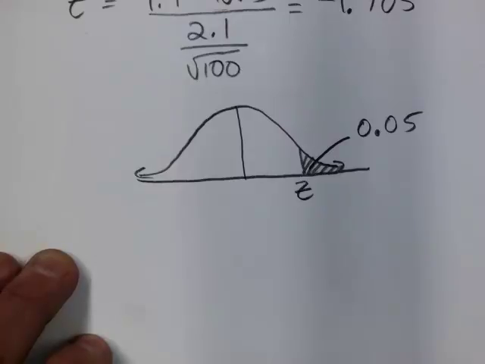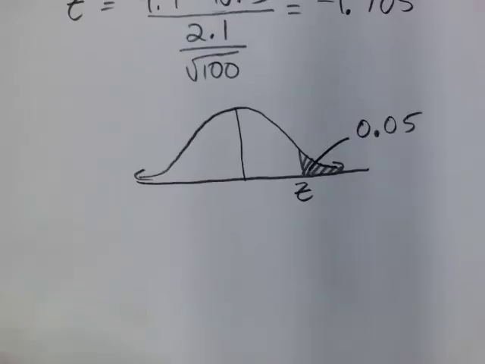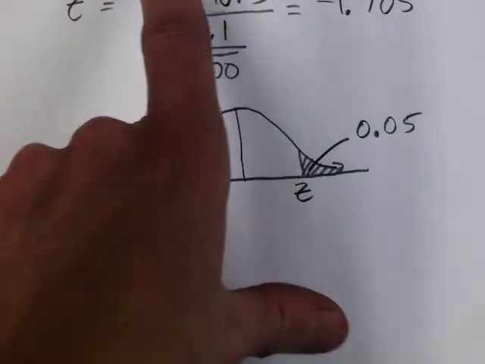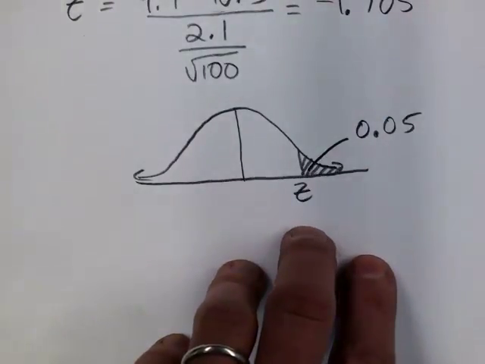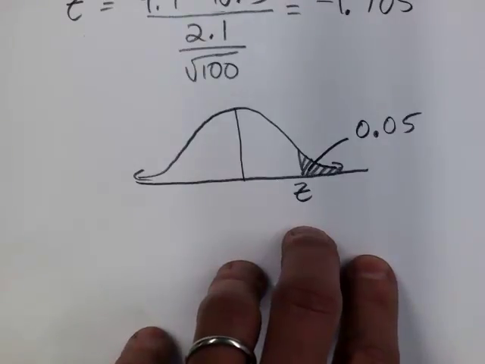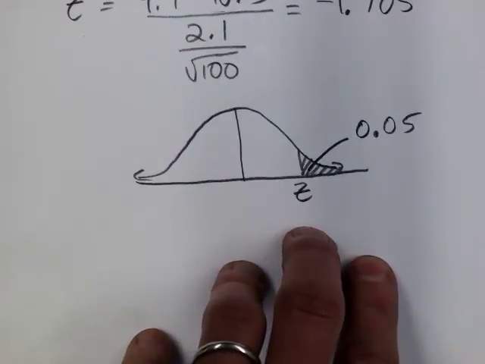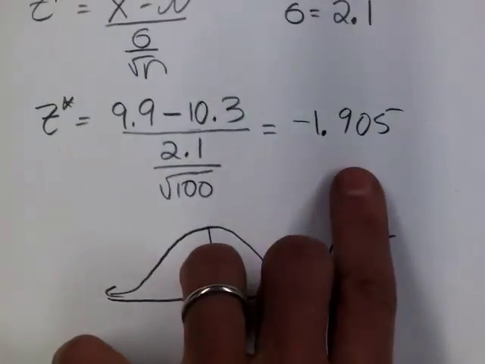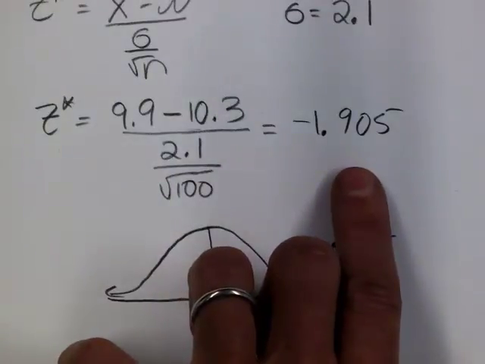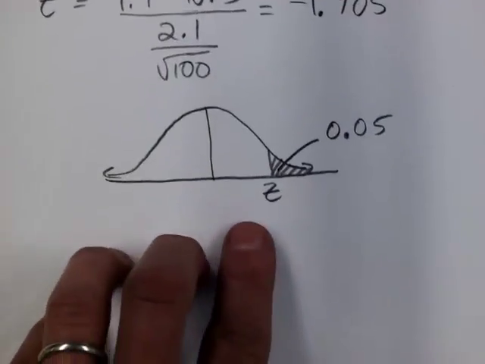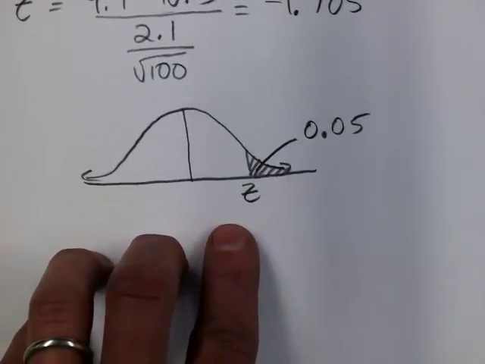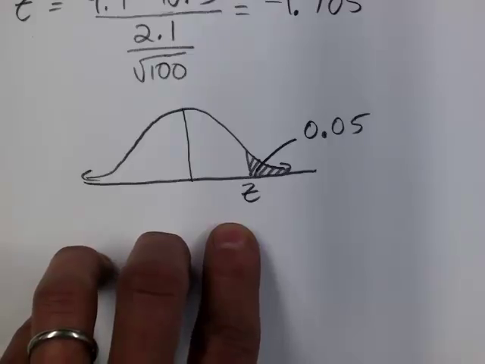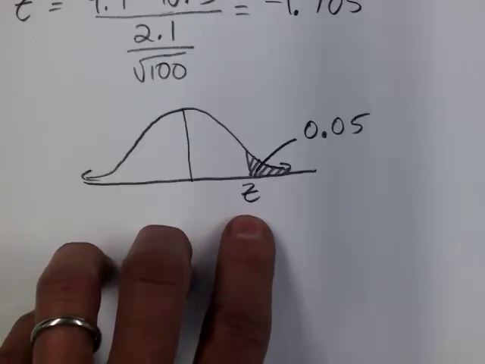Wait, what's going on here? Oh, sorry. I'm like, wait a minute, this is a lower tail test, but it's not, it's an upper tail test. Already looking at this, I know what I'm going to do. Look at this test statistic. It's negative, right? And my critical value is going to be positive. So I'm thinking we're going to fail to reject the null in this case, but let's go ahead and work through it.